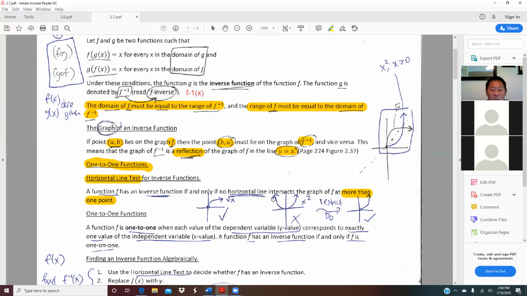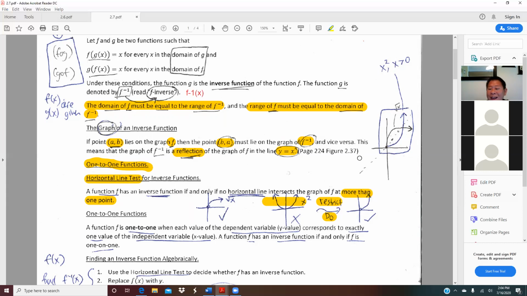Next is x squared. The x squared doesn't pass the horizontal line test because when you draw the horizontal line, it crosses 2 points. So what we do is restrict the domain. What's the meaning of restricting the domain? It means we take half of it. So we cut this into half, and this will pass the horizontal line test.